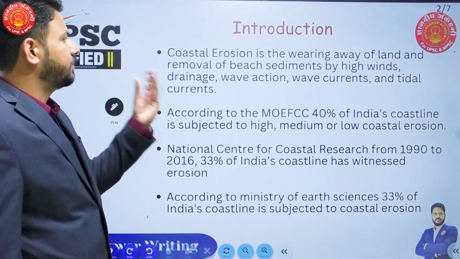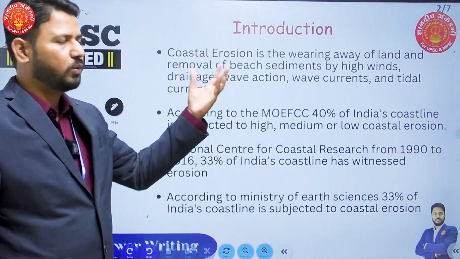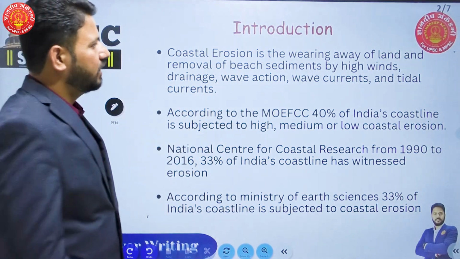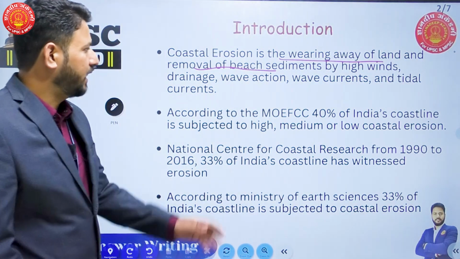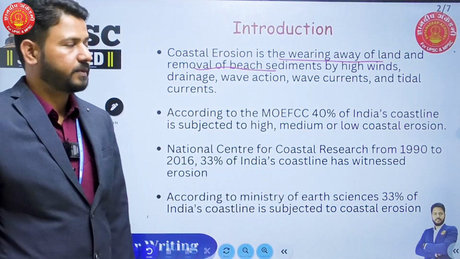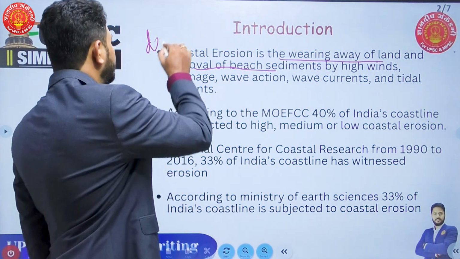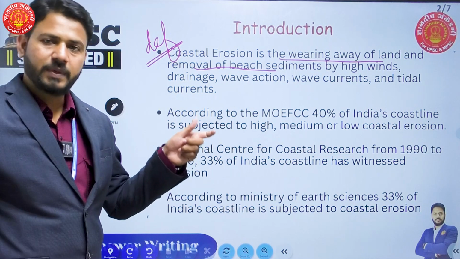So obviously the first part will be what is coastal erosion. You can define briefly what coastal erosion is. It is the wearing away of land and removal of beach sediments by high winds, drainage, wave action, and so many other geographic phenomena or factors. So this is the definition of coastal erosion. Now this is fine. This makes a good introduction.